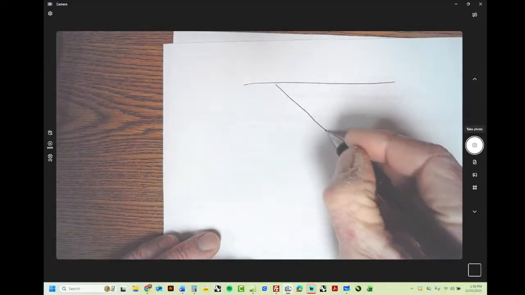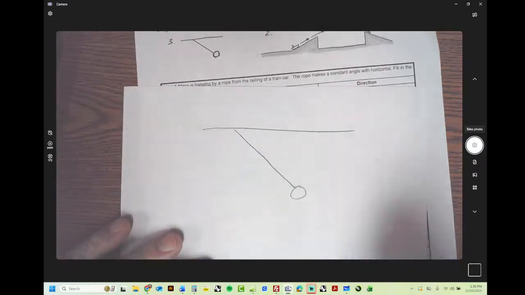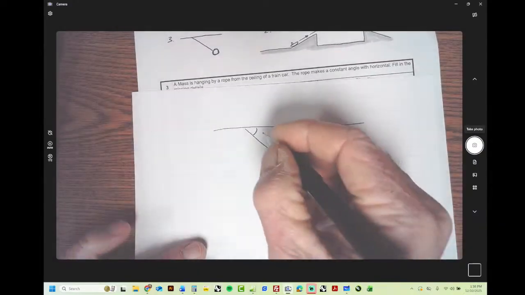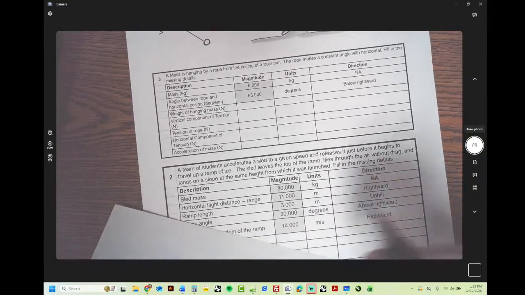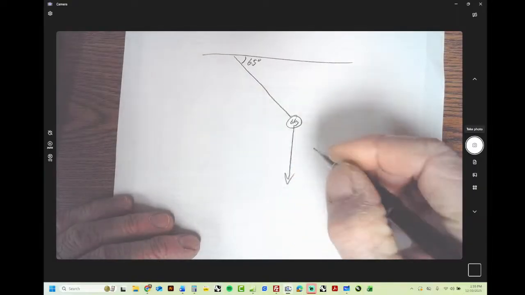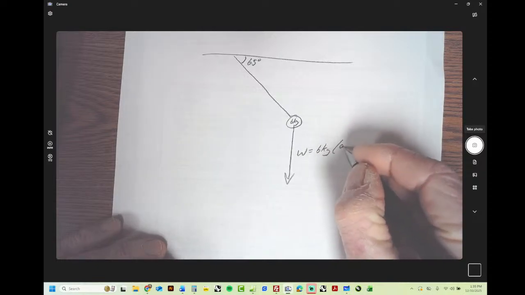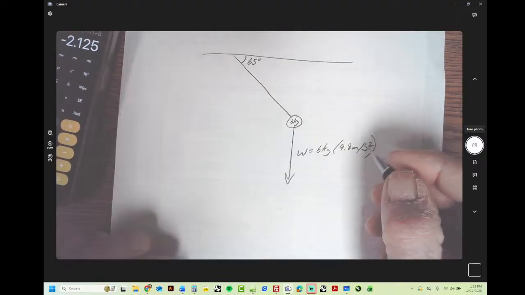Number 3. The mass of this is 6, and this angle is 65 degrees. Did not draw my angle to scale. First thing I need is the weight. It seems like all these start by asking you the weight. And the weight is mg. It's 9.8. And that's 58.8.